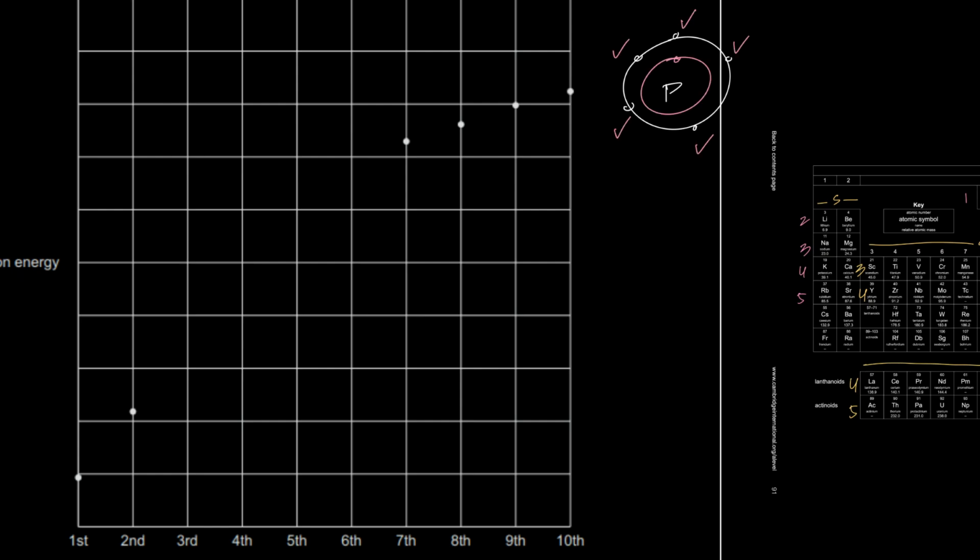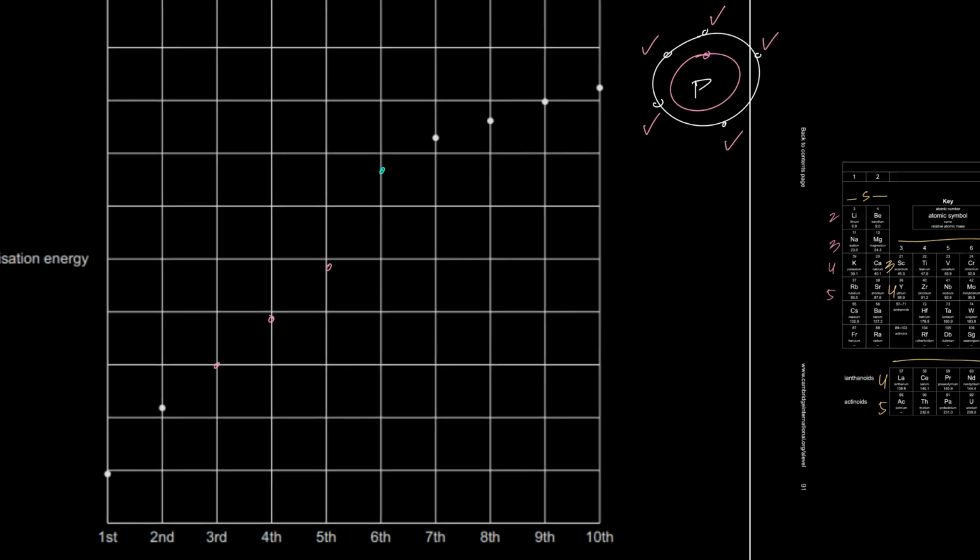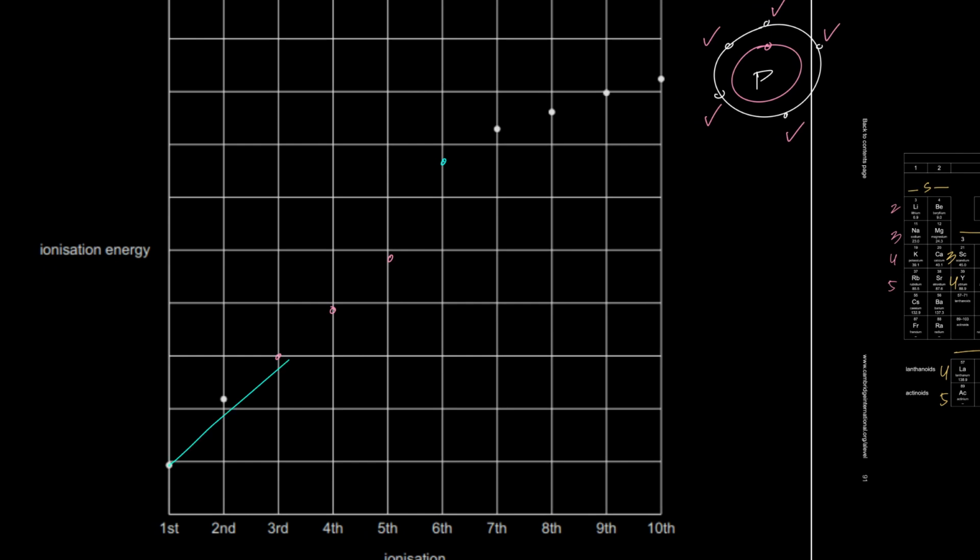But once you move on to remove the 6th electron, between the 5th ionization energy and the 6th ionization energy, there's going to be a huge jump. Why? Because the 6th electron is being removed from a shell closer to the nucleus. So there's going to be a general increase, 3rd, 4th, 5th, but between the 5th and the 6th, there's a big jump. And you can show this big jump. See, you have to visibly show to the examiner this big jump.